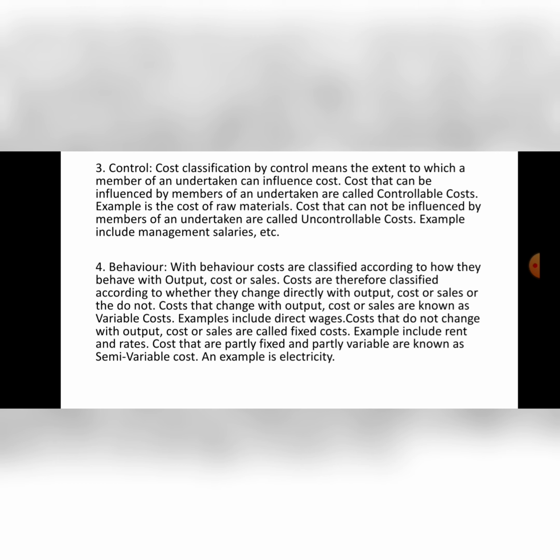So I'll take it once again. Costs that change with output, cost, or sales are known as variable costs. An example of those is direct wages. Costs that do not change with output, cost, or sales are known as fixed costs. An example of those is rent and rates. Costs that are partly fixed and partly variable are known as semi-variable costs. An example is electricity.